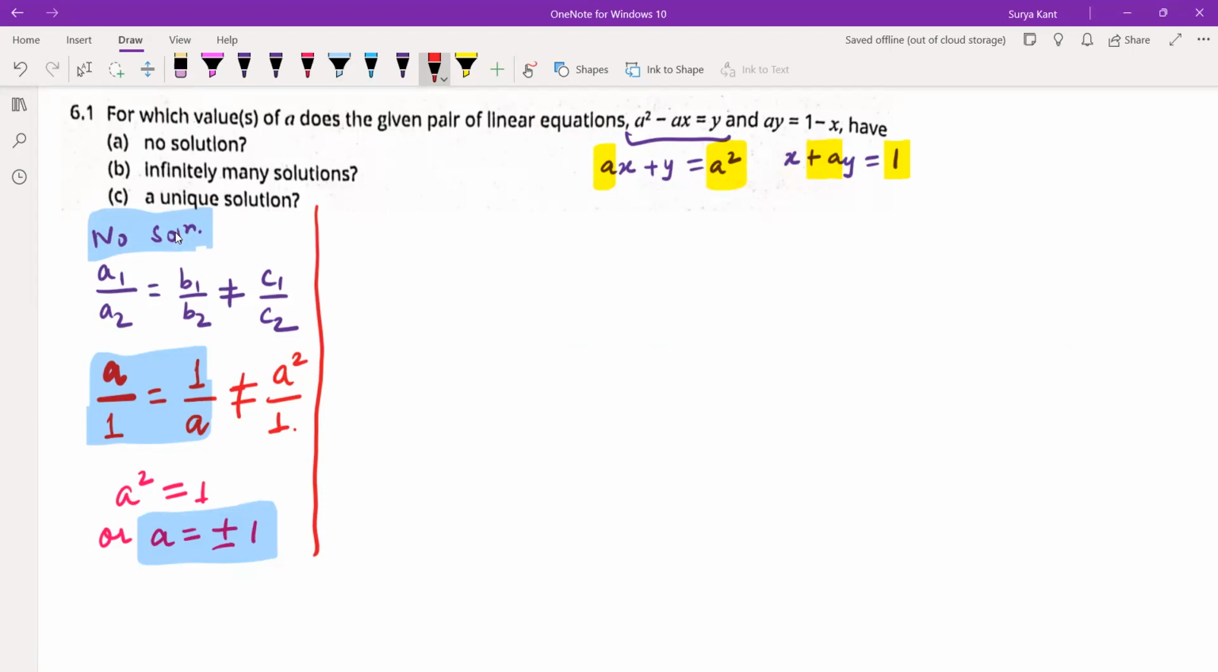Nityasri, it's clear to you? I've just come to the class, sir. Yeah, I understand this part only, but I don't know what to do if they ask for no solution.